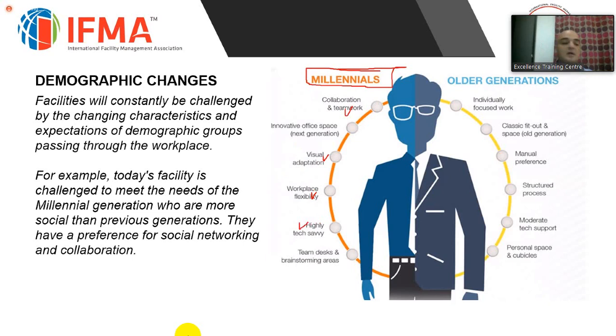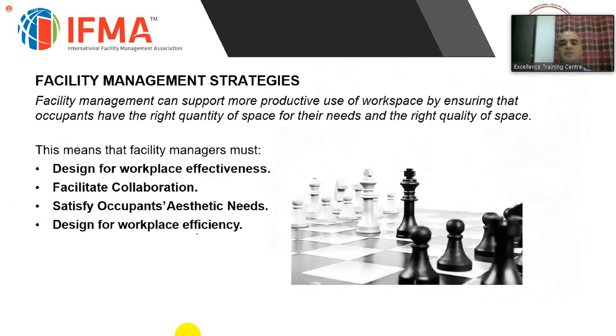Millennials are more tech savvy. They prefer to have things electronically rather than physically. I'm one of the people who still prefer, when I read books, to read a physical book. Whereas it will not apply maybe for someone who is new to the workforce. So in all the generations, we have individually focused work, classic fit out space, manual preference, structured processes, moderate tech support, and personal space and cubicles. So facilities, for example, now are more social than the previous generations. They have a preference for social networking and collaboration.